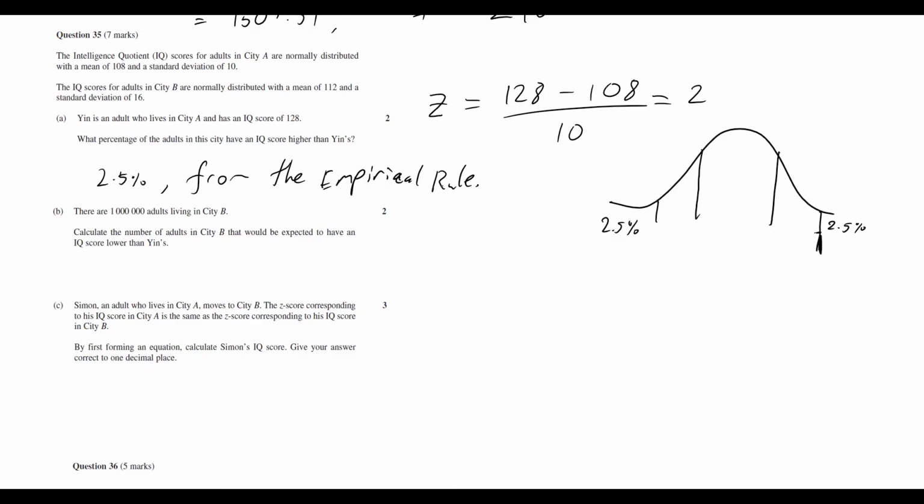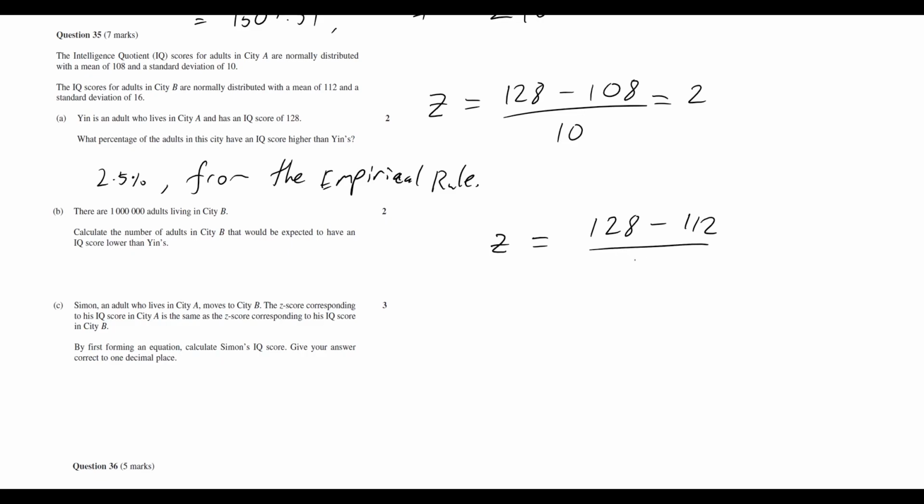There are 1 million adults living in City B. So calculate the number of adults in City B that would be expected to have an IQ score lower than Yin's. Okay, so for City B, we now have different values for the mean and for the standard deviation. So let's have a quick look at that. So for City B, let's figure out Yin's Z-score. So it's again going to be 128 minus, what's the mean of City B? It's 112, and the standard deviation is 16. So in City B, she has a Z-score of 1.